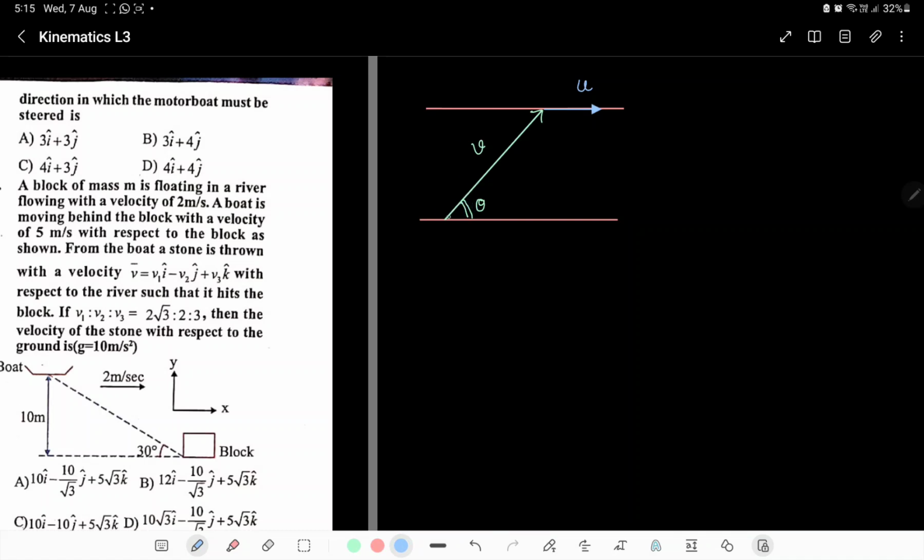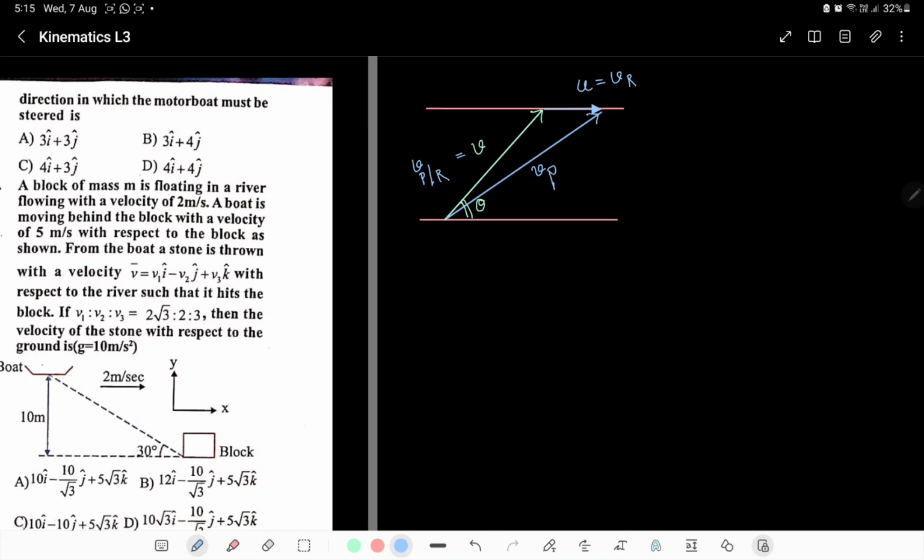This will be the resultant velocity. So this v is nothing but the velocity of the person with respect to the river, and this u is nothing but the velocity of the river, and the resultant is the velocity of the person, right?